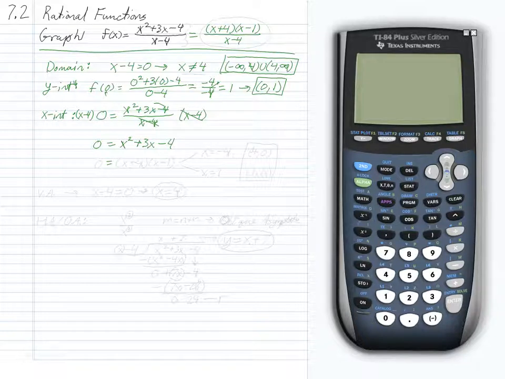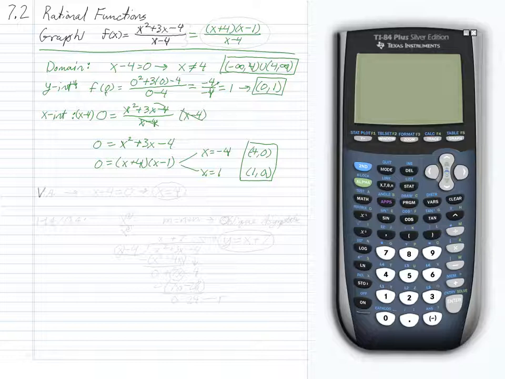And we already saw that the numerator factors as x plus 4, x minus 1. So it seems x equals negative 4 and x equals positive 1. So those give us our x-intercepts, (negative 4, 0) and (1, 0). So we have 2 in this case. And we can move on to the asymptotes.